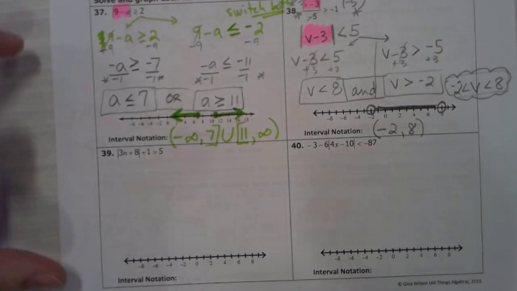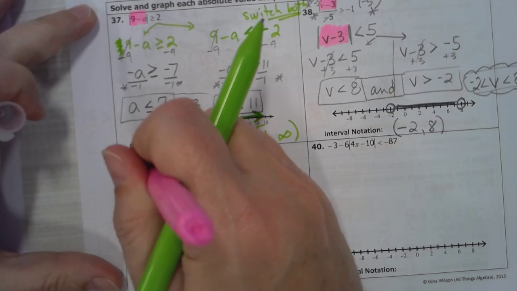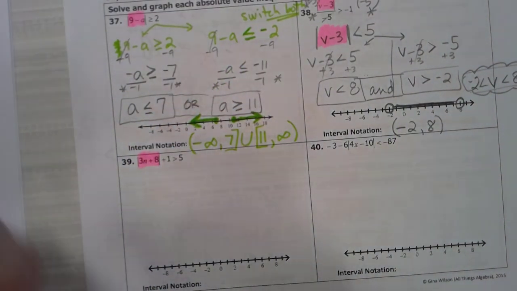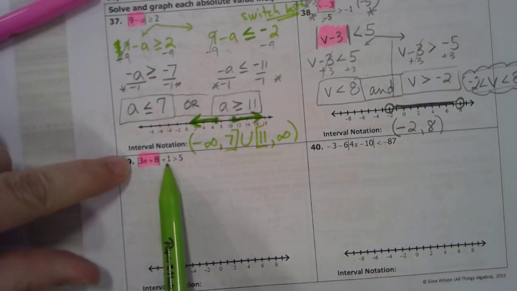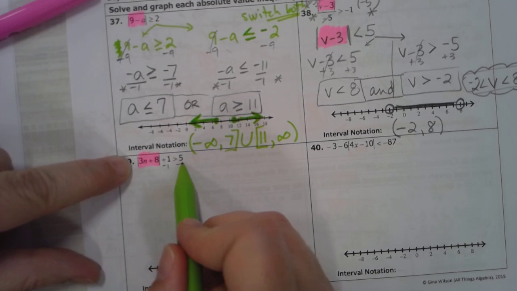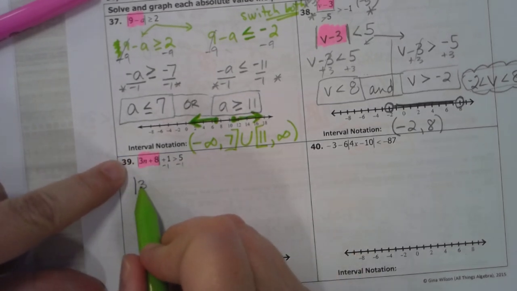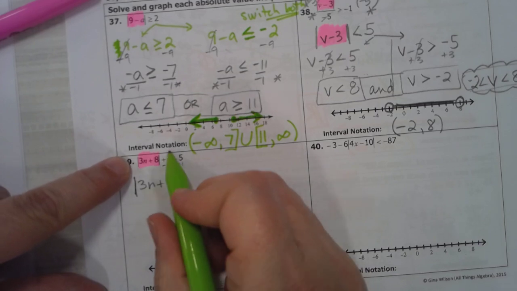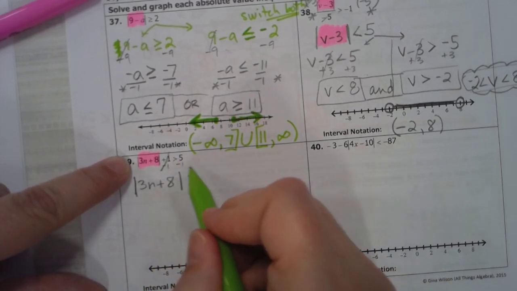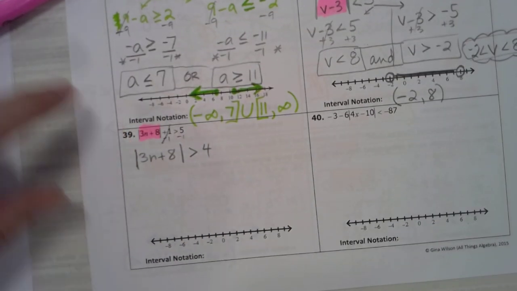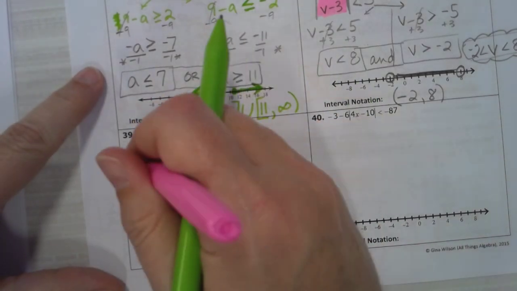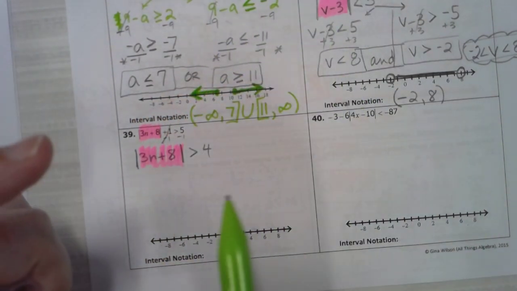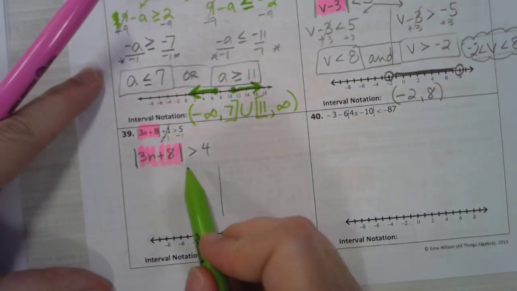All right, 39. Absolute value. Is it by itself? Nope, there's a +1 hanging out there. So we're going to get rid of the +1 by taking away 1. And we're going to have the absolute value of 3n plus 8 is greater than 4. Now it's by itself, so we can split it into our two equations.